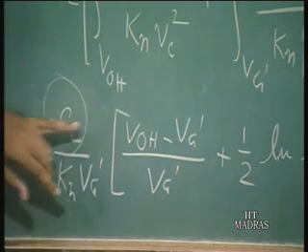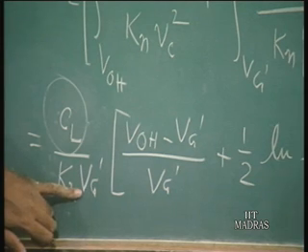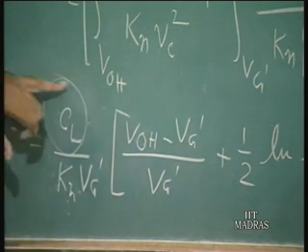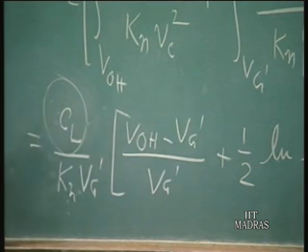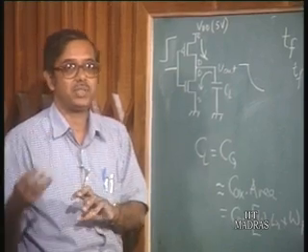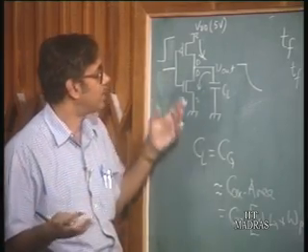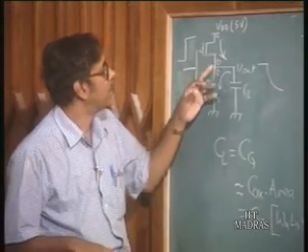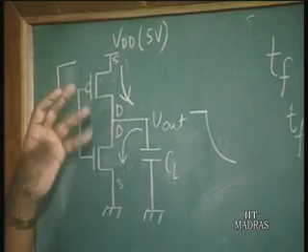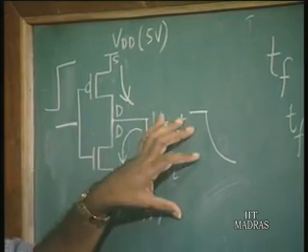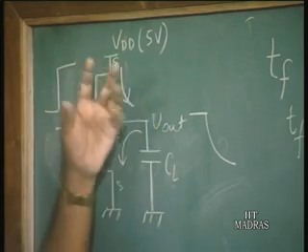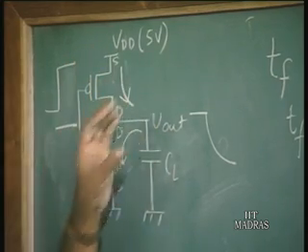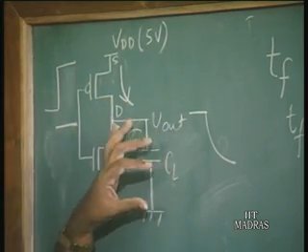On the other hand, CL is proportional to W, and Kn is also proportional to W, so this ratio is independent of W. It is actually the length of the device which is more important, which is easily understood. As the width increases, the capacitance increases, but the W by L ratio increases, which means you have a larger current to drive a larger capacitance. So that is no problem.